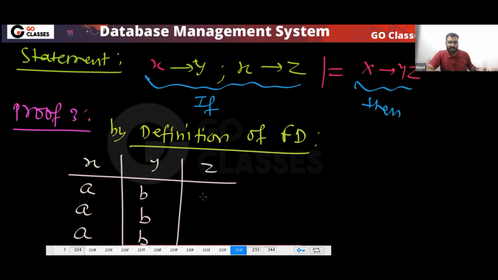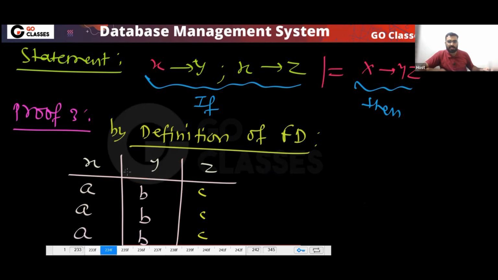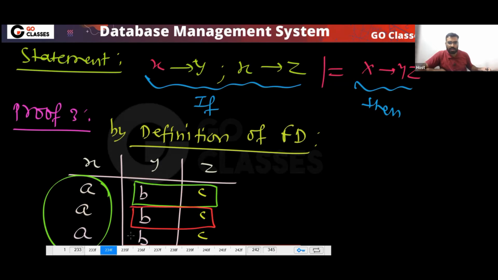Now if you put a here, then these three values, they must be same or not? They must be same. This is happening because x is determining z, that is the reason. Now can you notice, if you repeat this, this is also repeating. Now can you see this? So x is determining yz also.